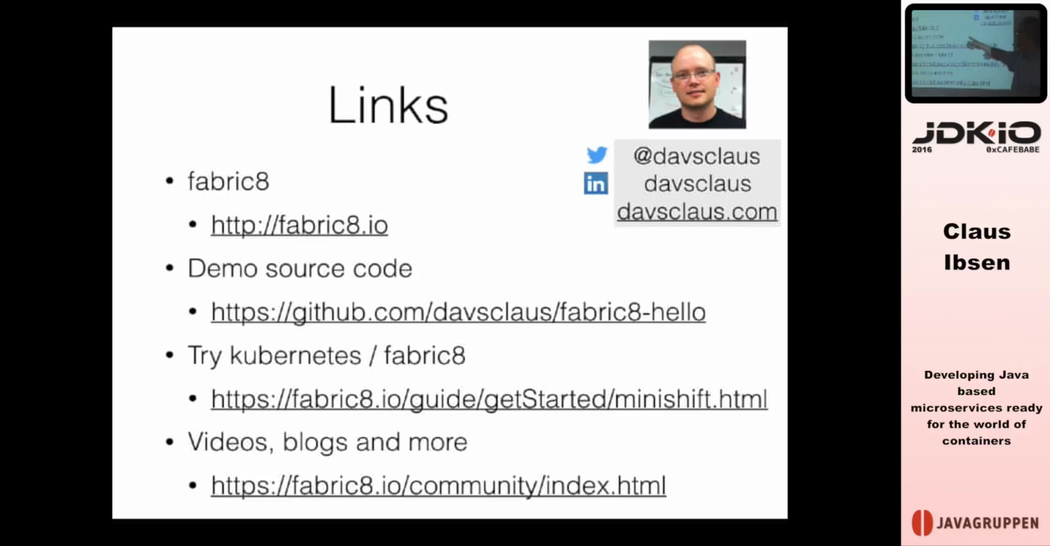And let's go to the links. Fabricate website, fabric8.io. The source code is here. The Minishift guide, Minikube is also good. And we have a community page on Fabricate with links for videos and Docker, a lot more information. For example, there was a person asking about continuous delivery pipeline and all that kind of thing. There are videos about that and a lot more documentation.